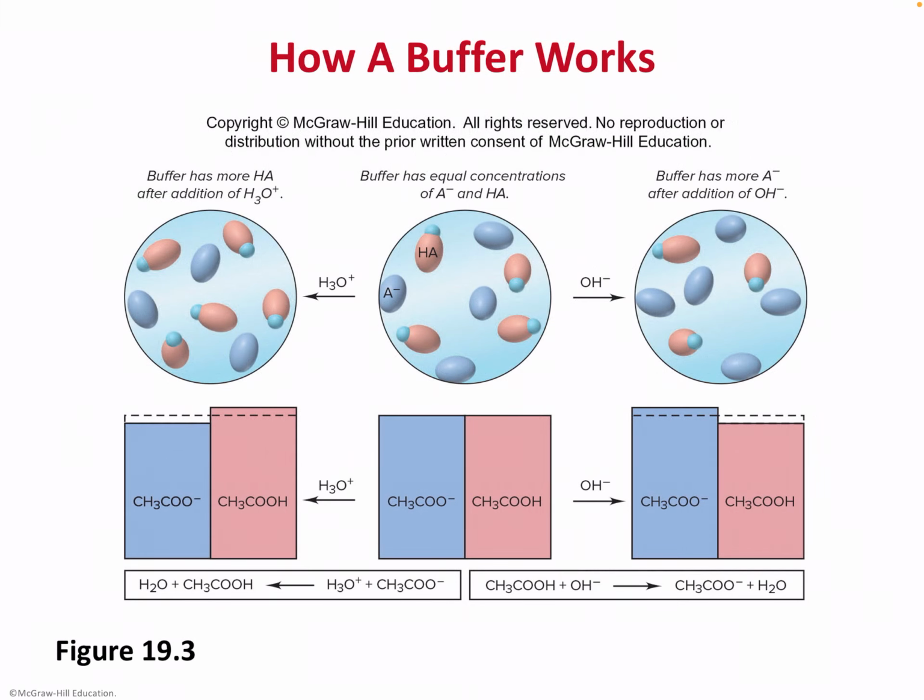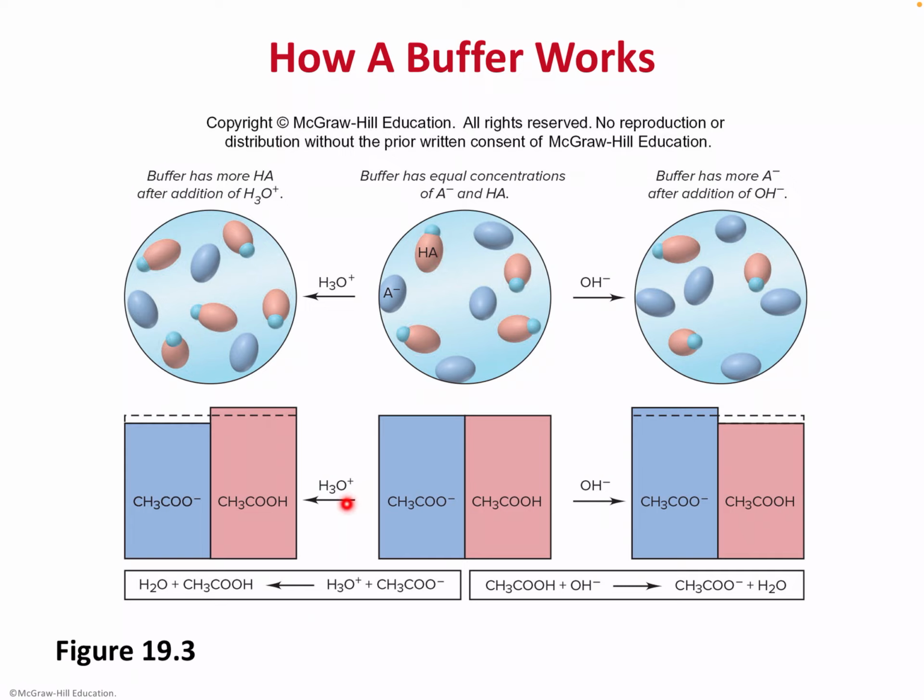In this diagram it also shows how a buffer works. Let's say this is a buffer where you have 50% of your acetic acid and also your acetate. So this is your A minus, acetate, 1 2 3 4, and these are going to be your acetic acid, 1 2 3 4. So a 50-50 mixture, equal amounts.